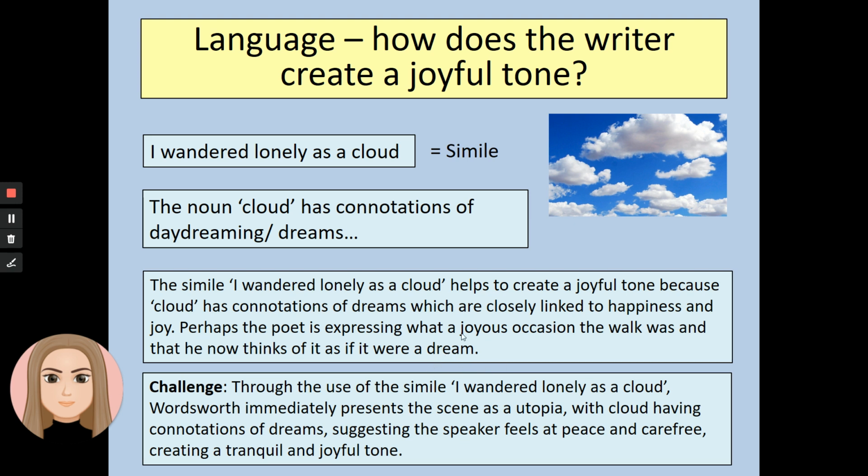I've added a little bit into this answer at the bottom as well. So just listen whilst I read this through. If you're in those challenge groups, this might be more the sort of answer I'd be looking for. Through the use of the simile, "I wandered lonely as a cloud," Wordsworth immediately presents the scene as a utopia, with cloud having connotations of dreams, suggesting the speaker feels at peace and carefree, creating a tranquil and joyful tone.